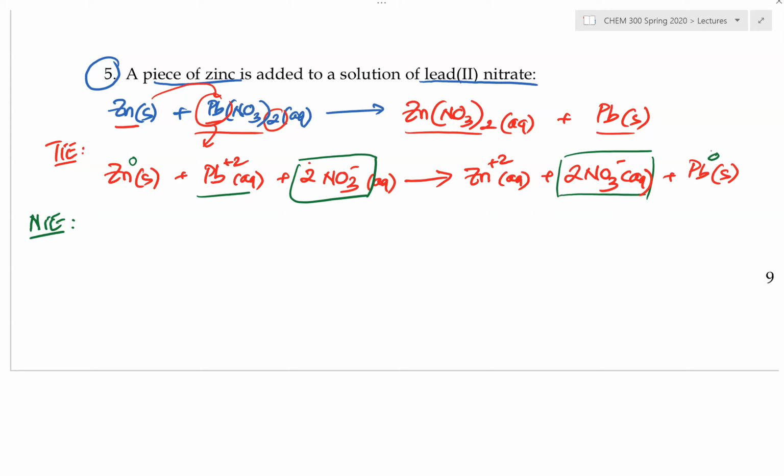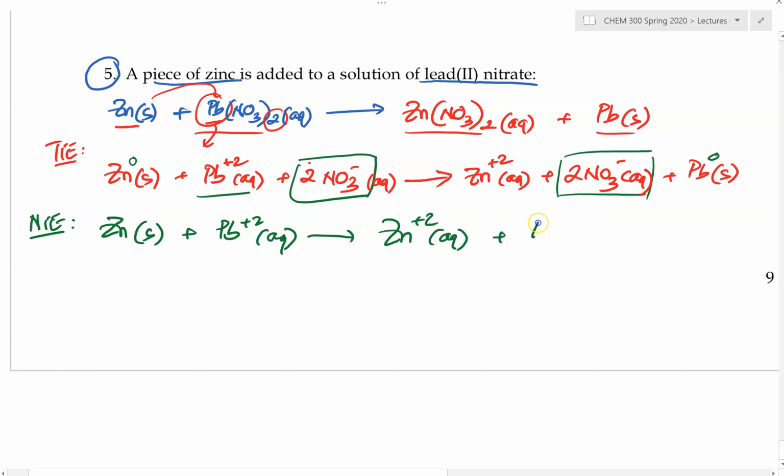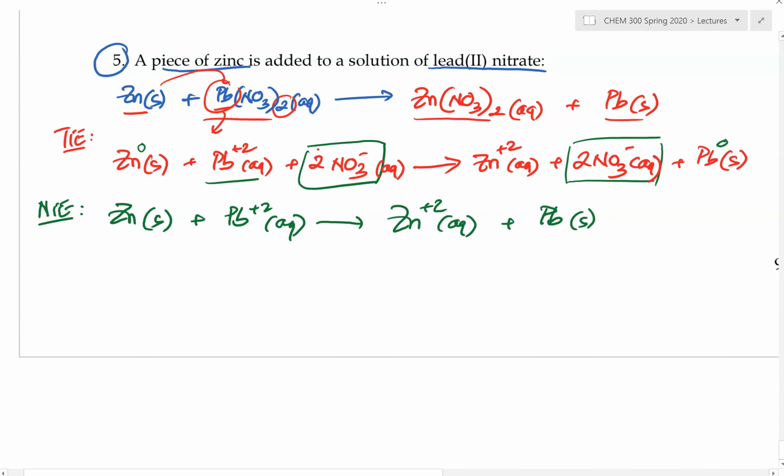So let's now write the equation for what remains. So we will have zinc solid combined with lead 2 plus aqueous, producing zinc plus 2 aqueous, and this lead neutral right here, that is a solid. So there we have it. That's the NIE of this reaction.